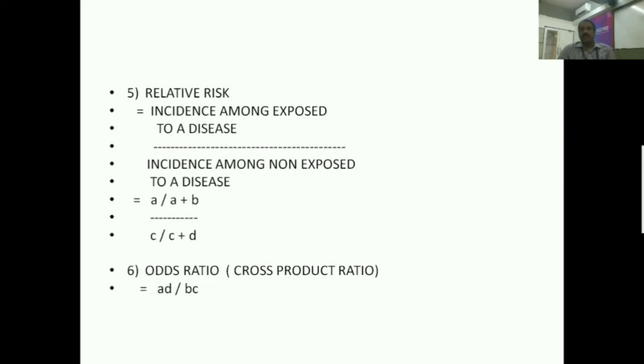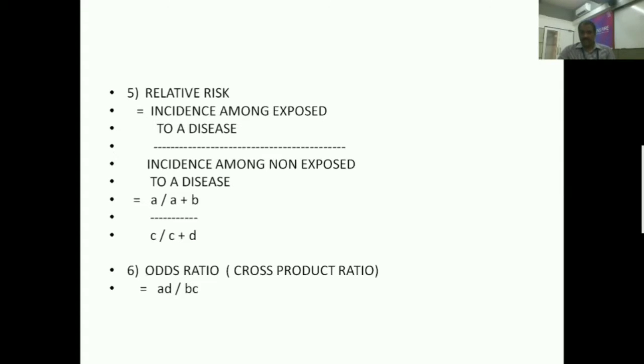The next one, one of the most important ones, is relative risk. This is also part of epidemiological measures. To find the relative risk: incidence among exposed divided by incidence among non-exposed to a disease.